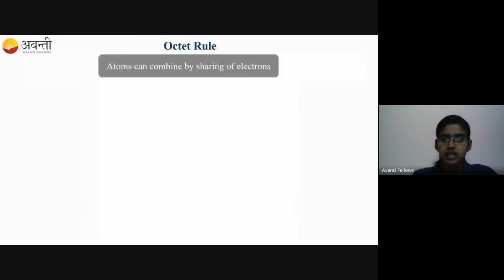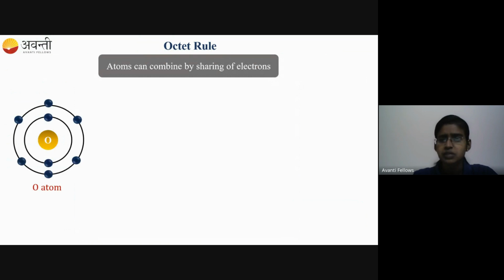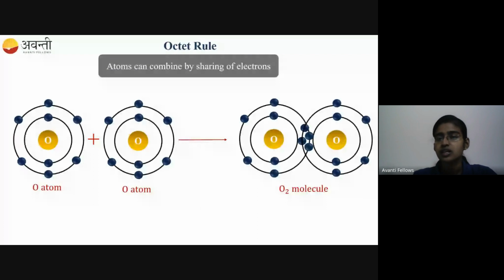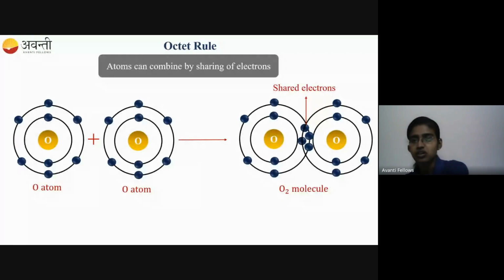Atoms can also combine by sharing of electrons. For example, let me take oxygen. This is one oxygen atom. It combines with another oxygen atom and now they form an oxygen molecule. Here the electrons are shared. This is the shared pair of electrons. Now here the bond is formed by the sharing of electrons.